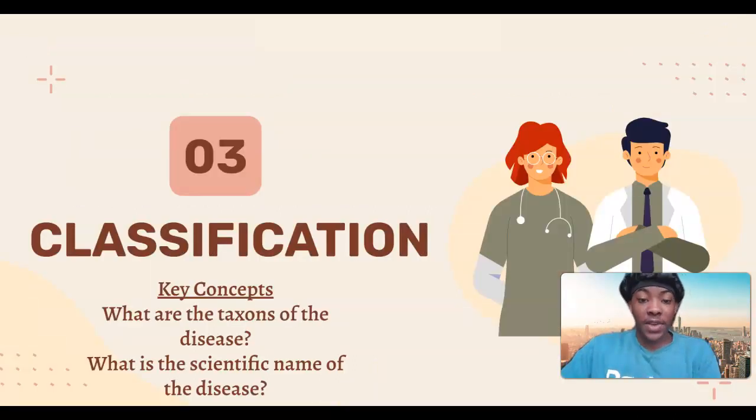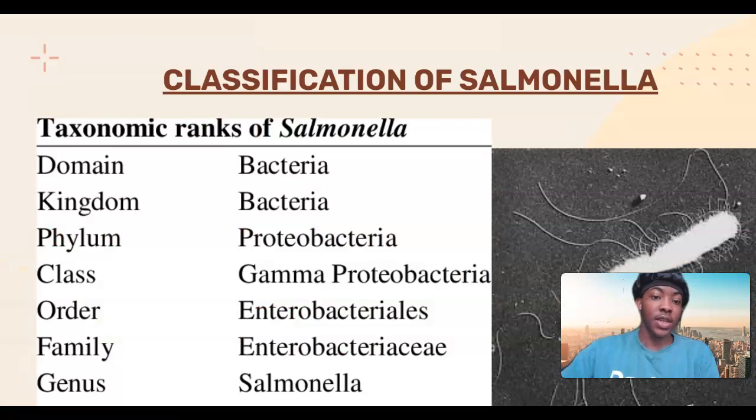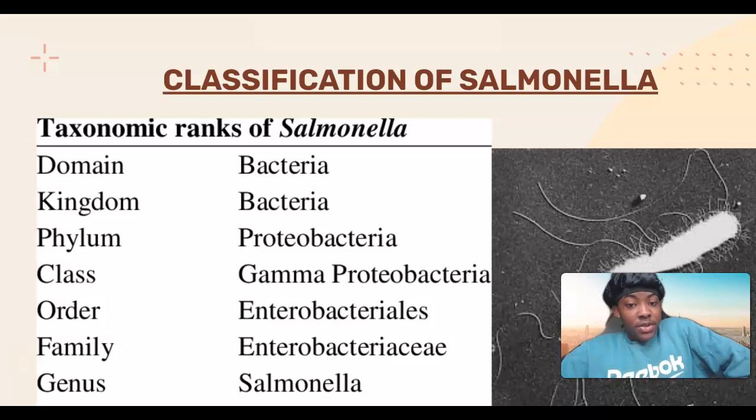So yeah, now the classification of Salmonella. So the taxons of the disease. So you can see its taxonomic ranks. The domain is bacteria, kingdom is bacteria, phylum is Proteobacteria, class is Gammaproteobacteria, order is Enterobacterales, family is Enterobacteriaceae. I'm not sure if I said that right. Genus is Salmonella, and the species is Salmonella enterica.